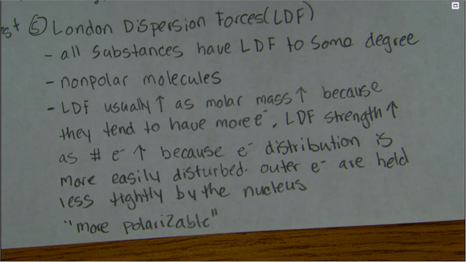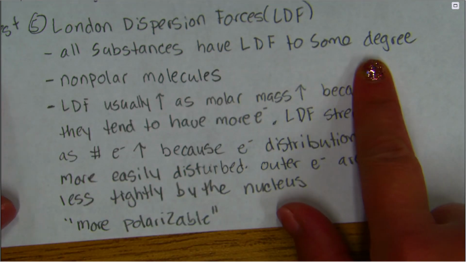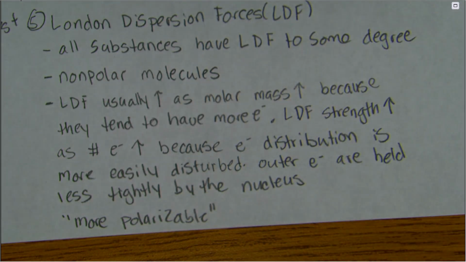And this is a term that I need to see in explanations, especially if you get something that goes against the grain. Chances are there's more electrons, it is more polarizable. Those electrons are more easily disturbed. Now, all substances have London dispersion forces to some degree because all substances are made of atoms, and atoms have electrons. So everything to some degree has London dispersion forces.